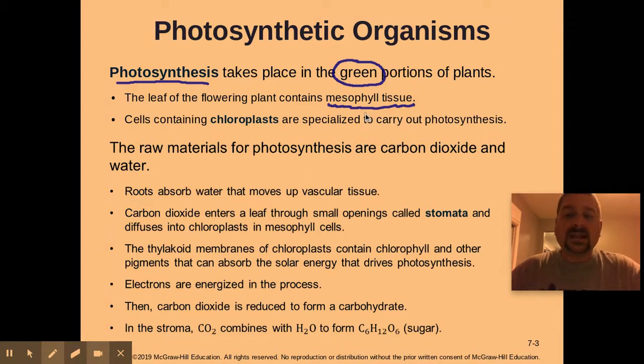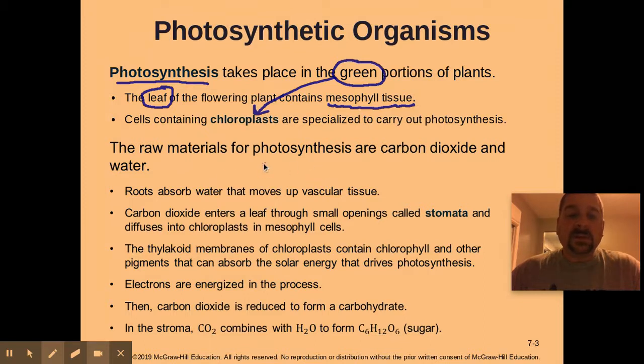So again, just like humans, plants have cells, tissues, and organs. The leaf would be considered the organ, and the mesophyll would be considered the tissue where this is happening. Green because chloroplasts contain chlorophyll that are going to carry out the process of photosynthesis.